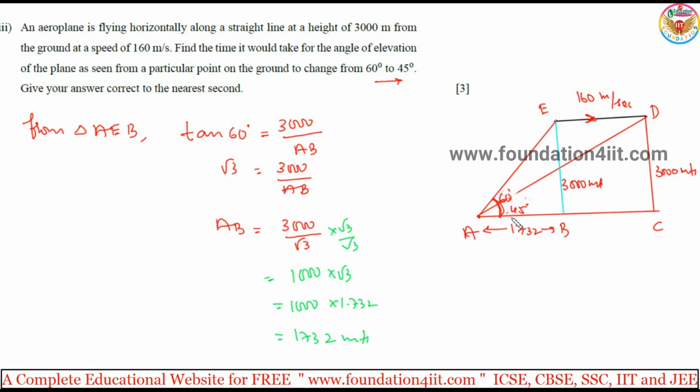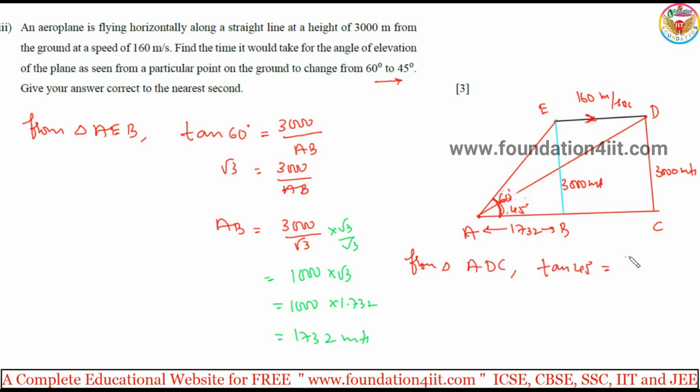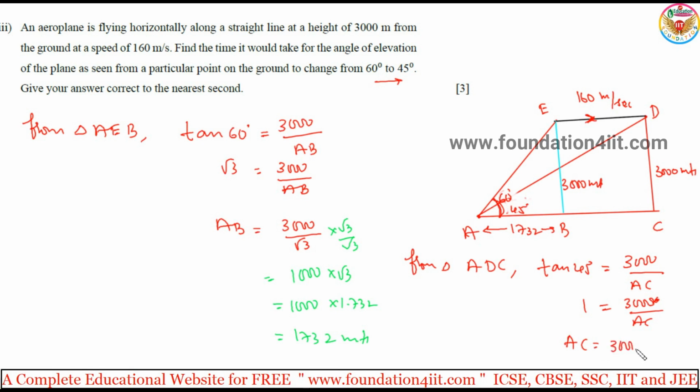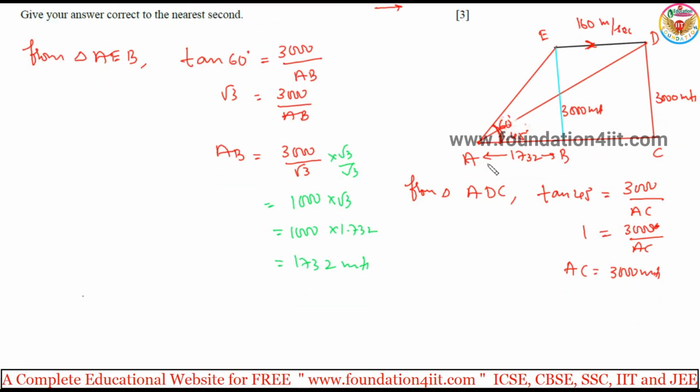Right, next, tan 45. That means triangle ADC. From triangle ADC, tan 45 is equal to 3000 by this entire AC that we should take. Tan 45 is 1, so 1 is equal to 3000 by AC. Then AC is equal to 3000 meters, the entire A to C is 3000.